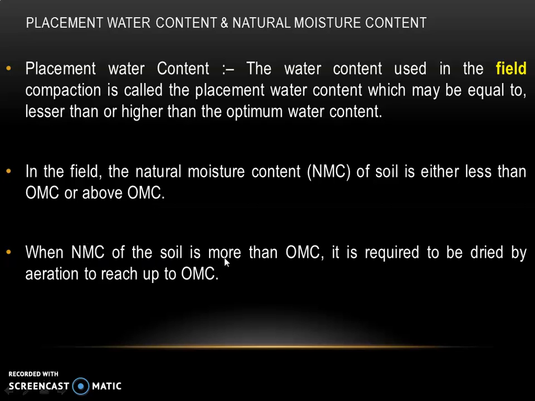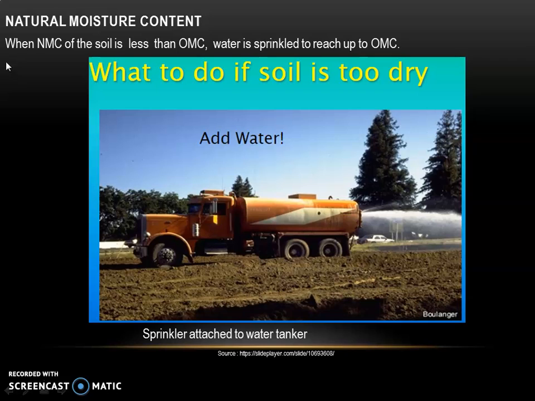When NMC of the soil is more than OMC, soil should be dried by aeration to reach up to OMC. Whereas when NMC of the soil is less than OMC, water is sprinkled to reach up to OMC. Here we can see sprinkler attached to the water tanker, and care is being taken to see to it that the water content of the soil reaches to the OMC which is obtained from lab test.